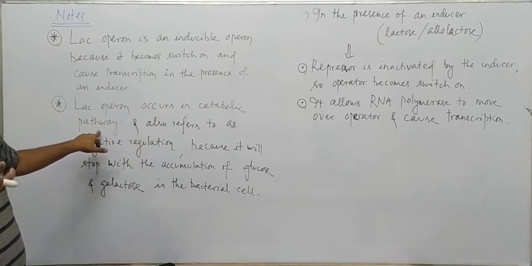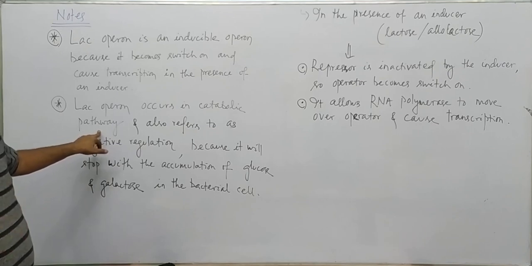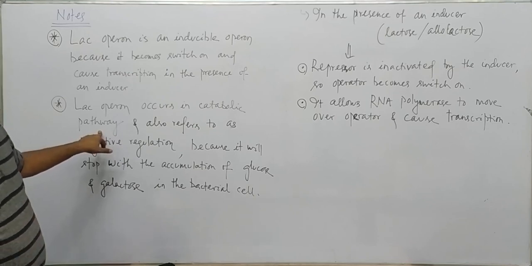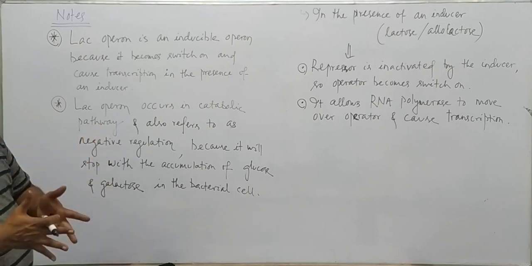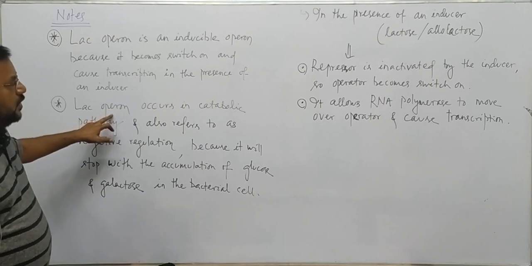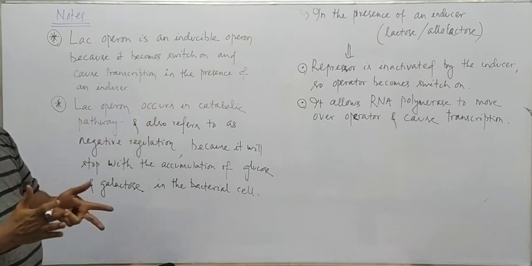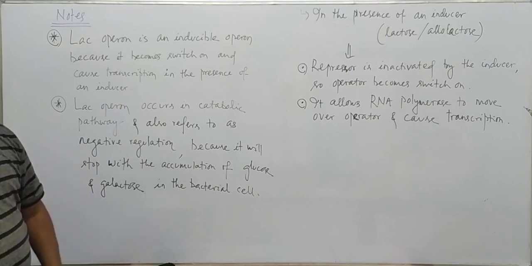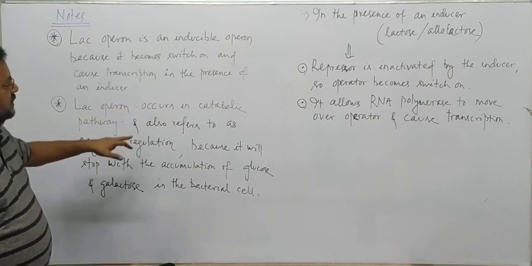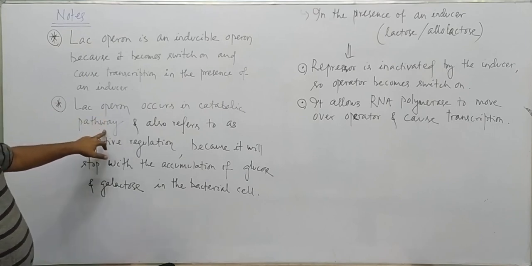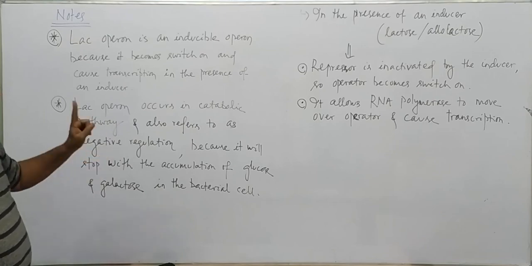Because lactose is the substrate, lactose is the inducer as well as the substrate. So lactose breaks down into monomeric units, glucose and galactose. So lactose has to be catabolized. That means when this operon works, the lactose-breaking enzymes are produced. So the lac operon occurs in a catabolic pathway because lactose here is broken down or catabolized. So that is a catabolic pathway, and it is also known as negative regulation.